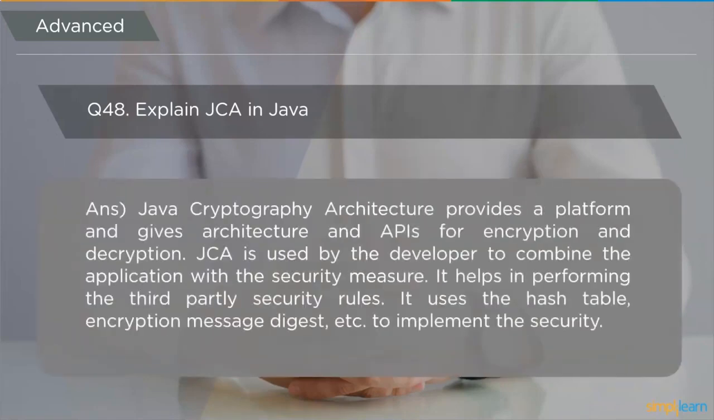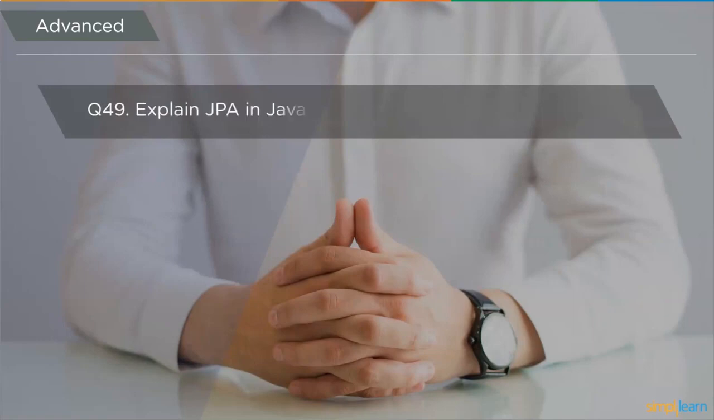So the next question is, explain JCA in Java. So the answer for this question is, JCA is basically an abbreviation for Java Cryptography Architecture. So JCA provides a platform that gives architecture and APIs for encryption as well as decryption. JCA is used by the developer to combine the application with the security measure. It also helps in performing the third-party security rules. It uses the hash table, encryption message digest, etc. to implement the security.